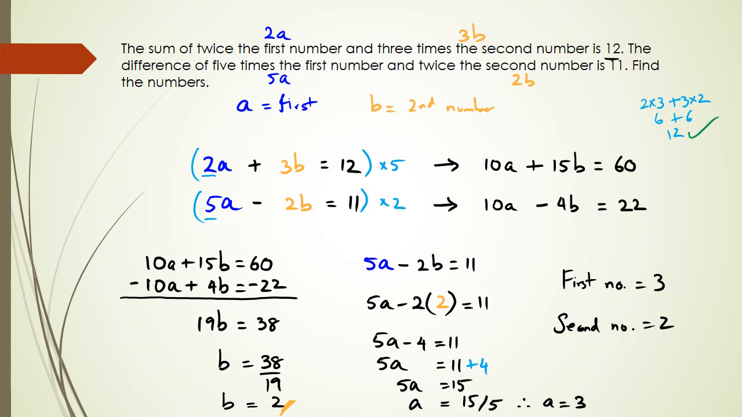And then let's try the second equation. It says the difference of 5 times the first number, so that means 5 times 3 minus 2 times 2. So we're going to get 15 minus 4, and that's equal to 11. So again, that's correct as well. So that's how we know we actually did the right thing.